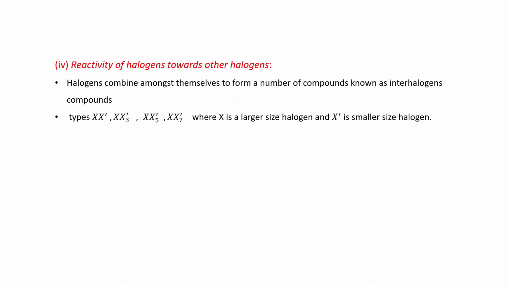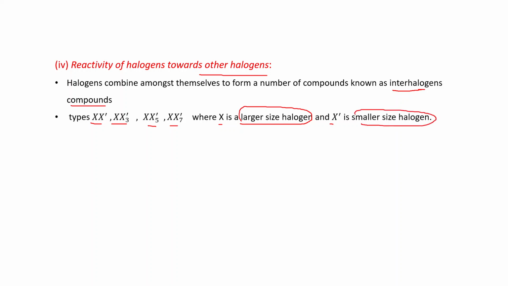Reactivity of halogens towards other halogens. Actually, halogens can react with the other halogens, and whatever compounds are formed in this way are known as interhalogen compounds. We will discuss these interhalogen compounds separately. Different types of interhalogen compounds are formed, like XX', XX'3, XX'5, XX'7, where X is a larger size halogen. Clear? And X' is a smaller size halogen.